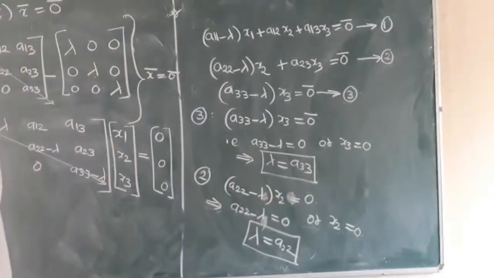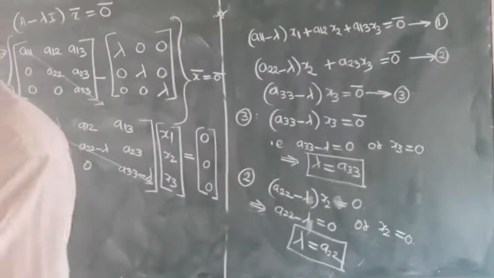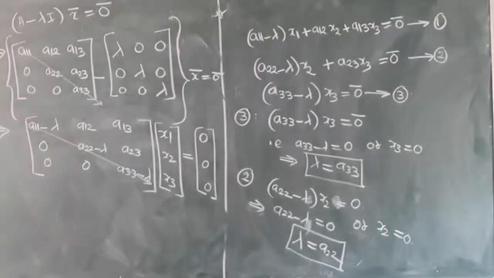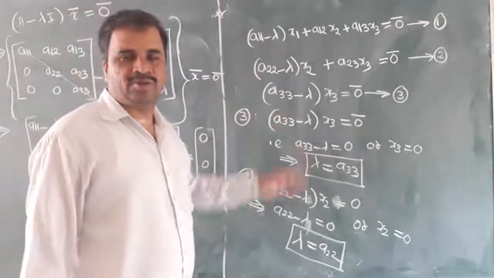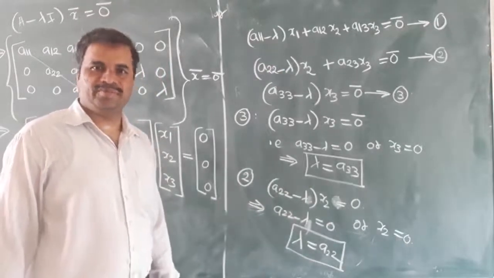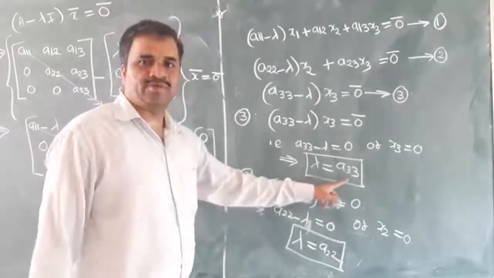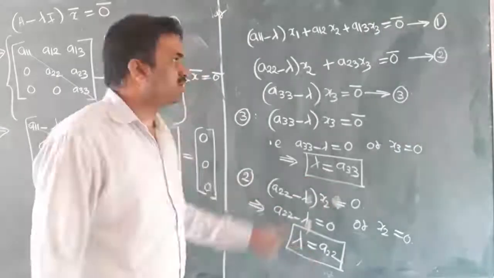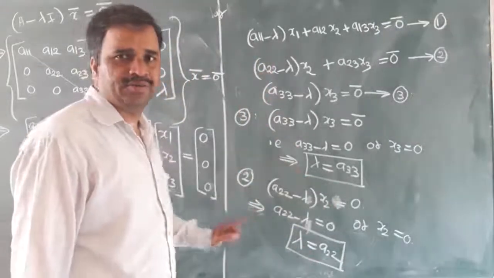And I have one more, equation number 1. First copy up to here. So lambda is equal to a33 and lambda is equal to a22 we got. Now I will solve equation number 1 here only.